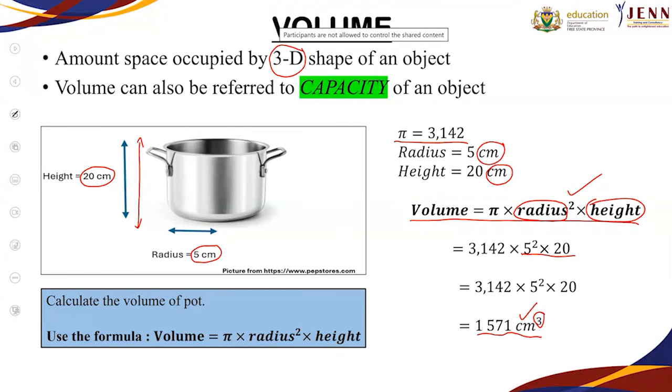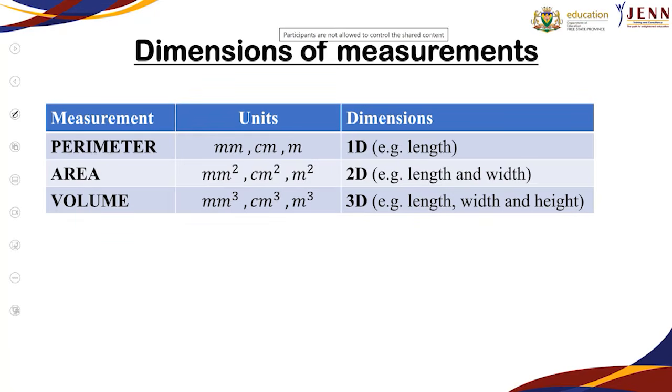Now, as I've indicated here, I didn't use the units in the formula. Which means now I need to know area is squared, and volume, cubic, and so forth. So now we are going to look at the dimensions of measurement. When I look at the dimensions of measurement, if I can start with perimeter, perimeter is one dimension, which means you can either have length or width or diameter.